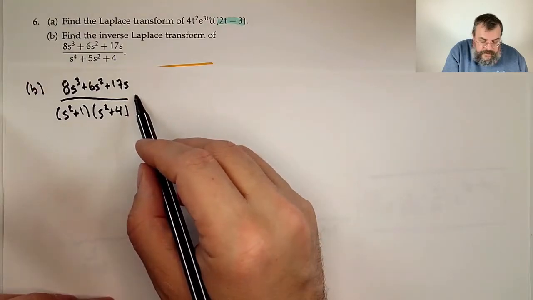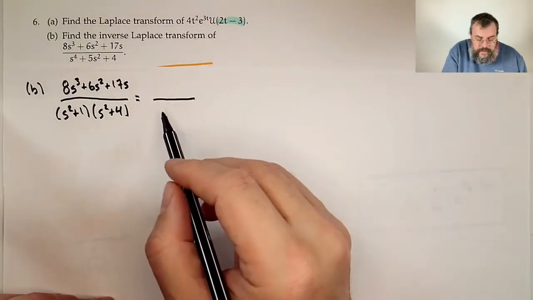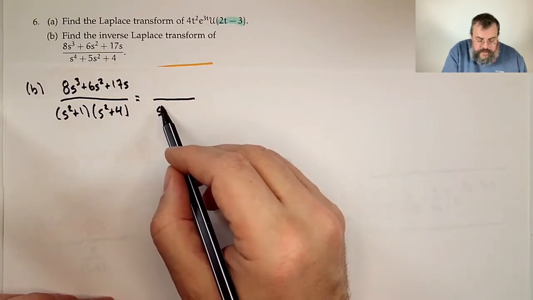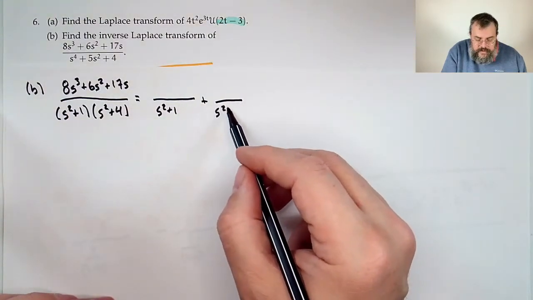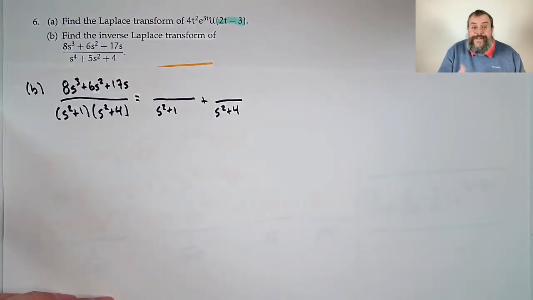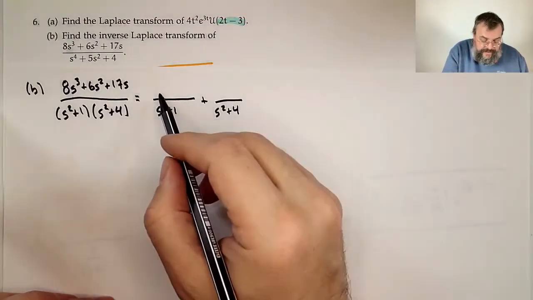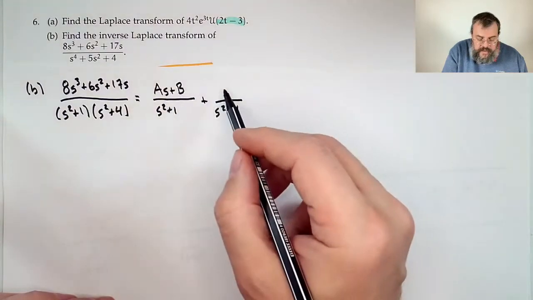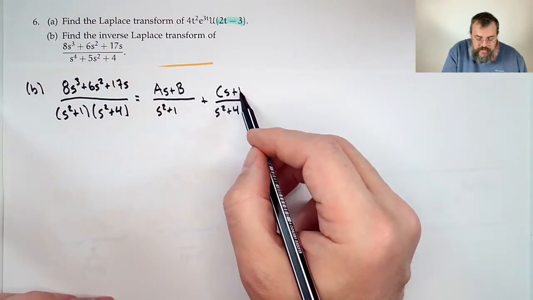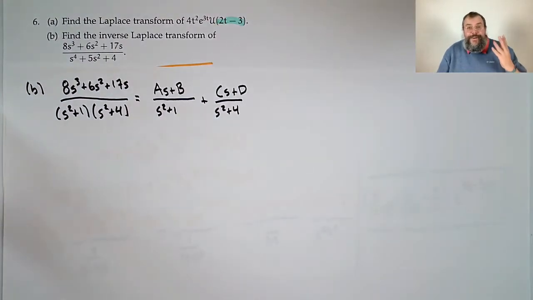All right, well, we write it in our right form, so you have something over s squared plus 1 and something over s squared plus 4. Well, they're both irreducible quadratics, so we're going to end up with As plus B, Cs plus D. 4 variables to solve for. All right, well, off we go.